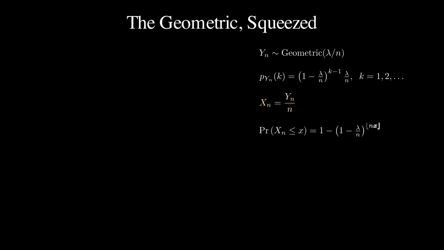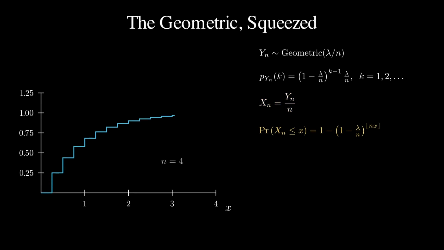Its CDF is a staircase. The probability that Xn is at most x is 1 minus (1 minus lambda over n) raised to the floor of nx, a step at every tick of the clock. Now speed up the clock. With n equal to 4, the steps are chunky. At 12, they tighten. At 48, the staircase is nearly smooth.